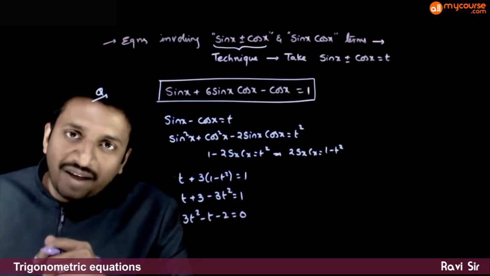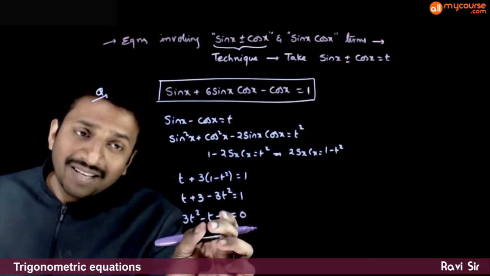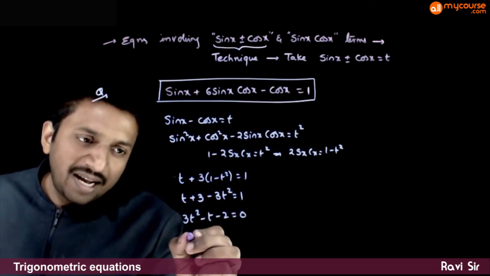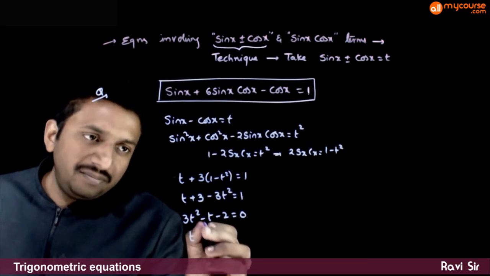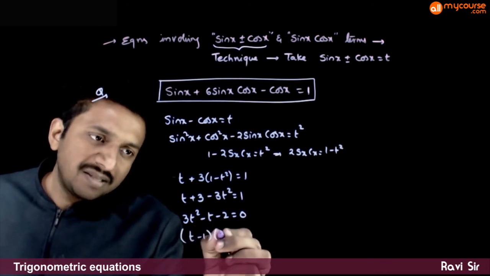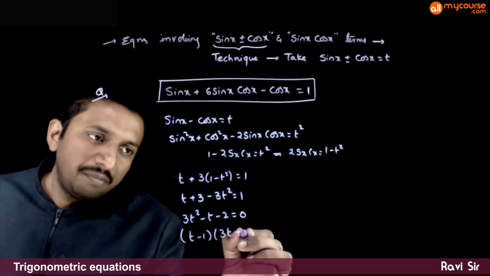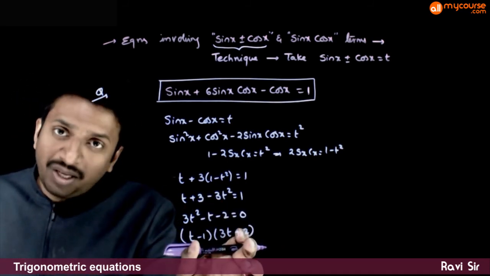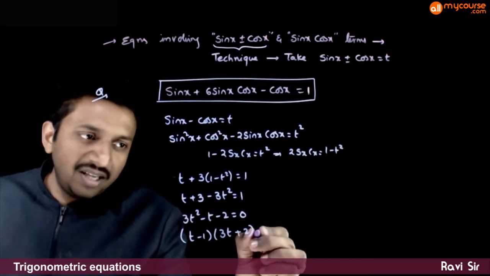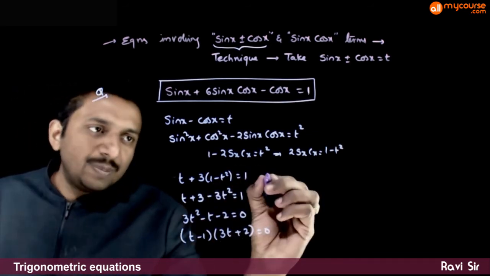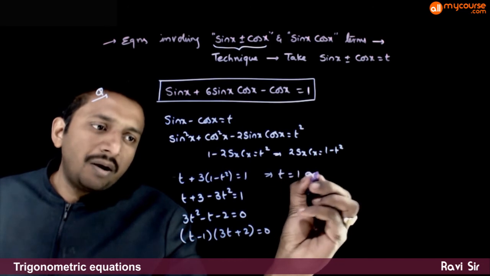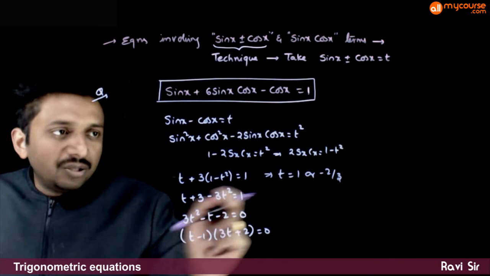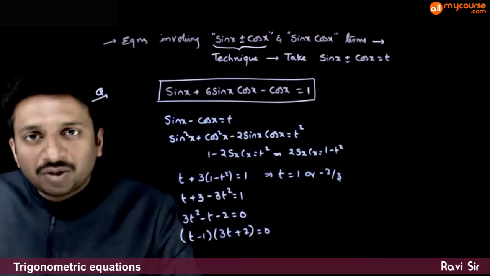This can be very easily factorized by writing minus t as minus 3t plus 2t. So if I do that, I get t minus 1 times 3t plus 2. So if you multiply this, you get 3t square minus 3t plus 2t minus 2 is equal to 0. This means either t is equal to 1 or minus 2 by 3. These are the two options that you have. So t can be either equal to 1 or minus 2 by 3.